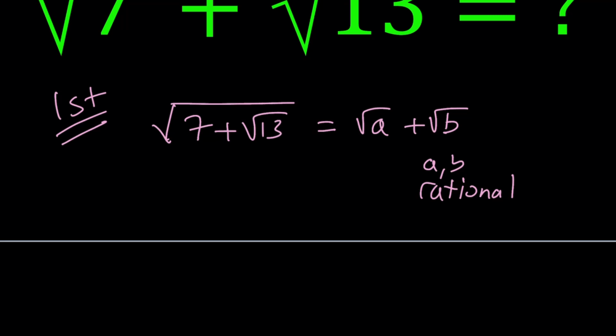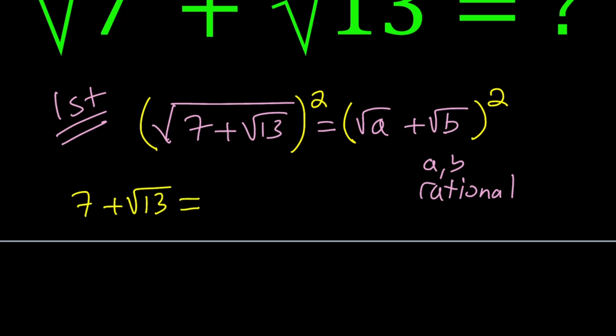So let's go ahead and find the values of a and b by squaring both sides. Always keep in mind that a and b are rational numbers. So when you square, 7 plus root 13 is going to equal a plus b plus 2 root ab.